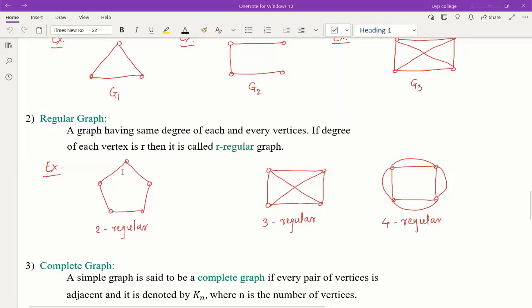That means degree of this vertex is equal to 2. Degree of this vertex is also 2, 2, 2. So each and every vertex has a degree 2. So that's why this graph is called a 2 regular graph. Similarly, in the second graph, the degree of each and every vertex is 3. So that's why this graph is called a 3 regular graph.